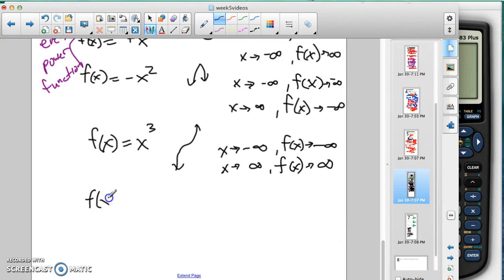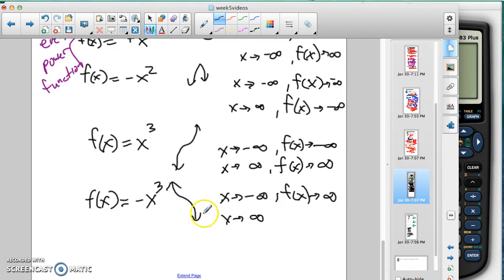So f of x being a negative x cubed means that we invert this thing. It flips over, it goes this way. That means as x goes to negative infinity, as we go to negative infinity, we're going to travel left. Left, in this case, is going to go up to infinity. So f of x goes to positive infinity here. And as we travel to the right on the graph, x is going right. We're going to have f of x going down. So negative infinity on odd power ones.